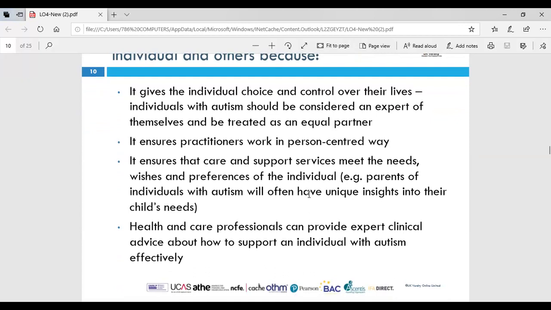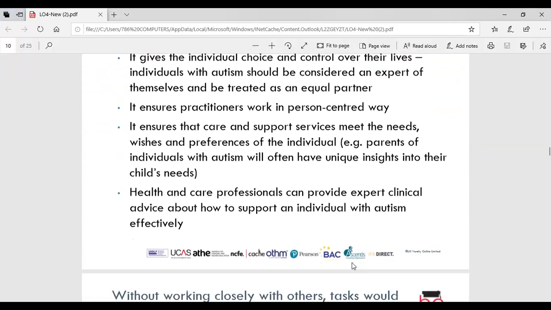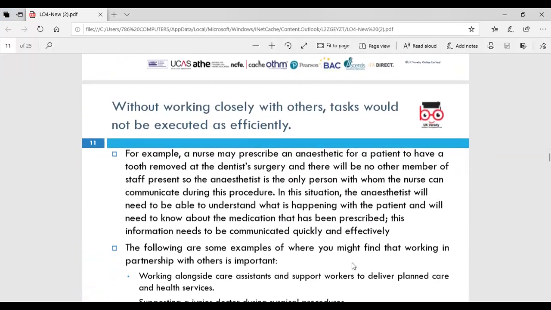Health and care professionals can provide expert clinical advice about how to support an individual with autism effectively. So you might not have the complete knowledge. You might have the knowledge, but you might not know some ways in which the other experts would help you when you're in partnerships.